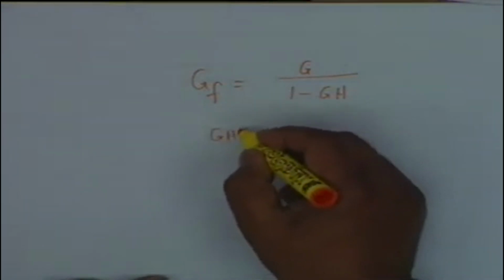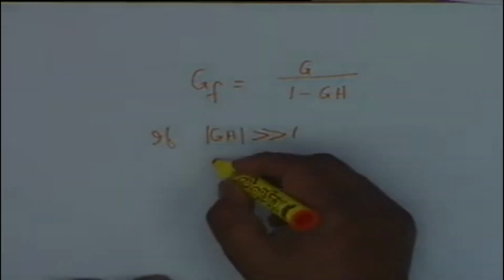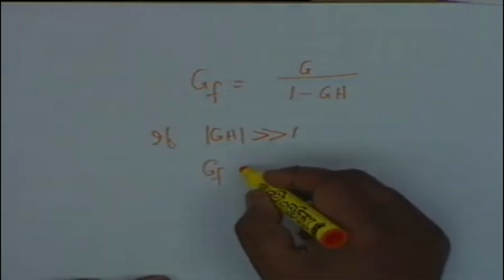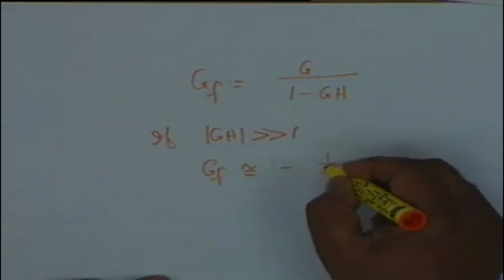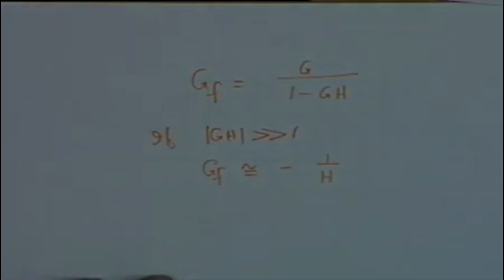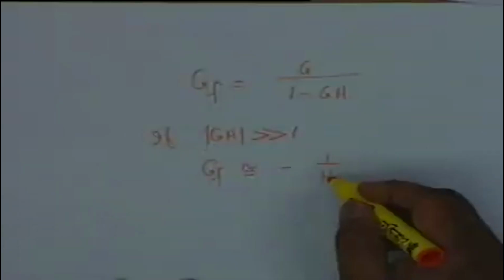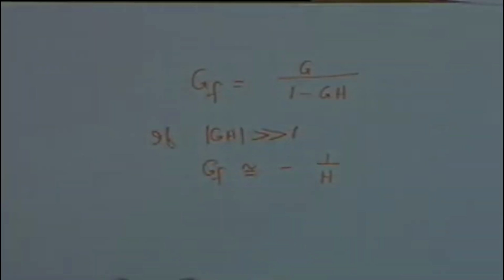This is the general formula, 1 minus GH. Now if GH is much greater than 1, then GF becomes approximately equal to minus 1 over H. In other words, it becomes independent of G, the internal gain of the transistor, of the amplifier. Even if the transistor is replaced by another one, or the circuit tolerances are large, or the temperature is increased by 50 degrees, the gain shall be determined by H, which is the feedback network. As long as you keep the feedback network stable, the gain shall be determined by the feedback network only.